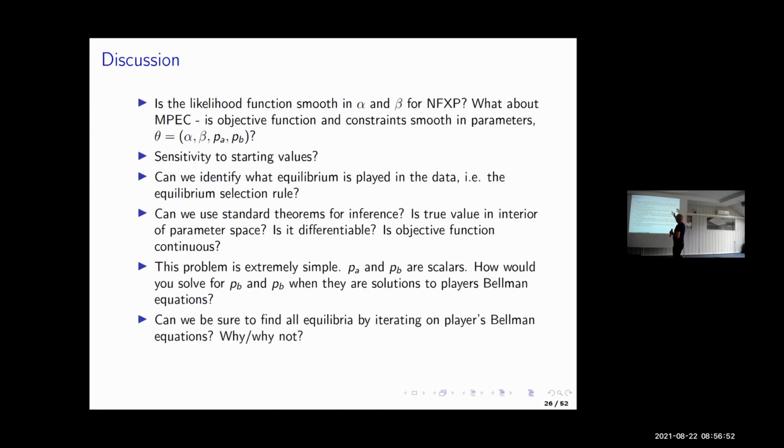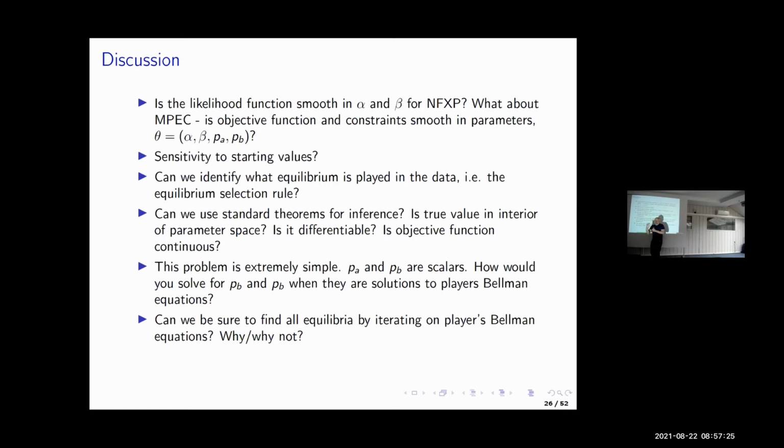Anyway, so the likelihood function for the nested fixed point algorithm, well, that's not really smooth in the parameters. We've seen that, right? That was on the slide. There was a cliff. It's non-differentiable. Okay. The objective function for MPEC, is that smooth in the parameters? It actually is. I could pull it up, and you will see that it is smooth, even in the case of equilibrium 2 and 3. It may be sensitive to starting parameters.